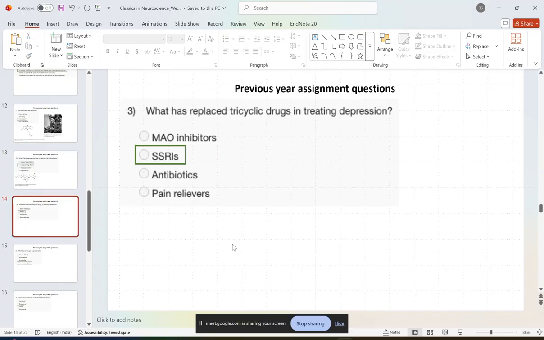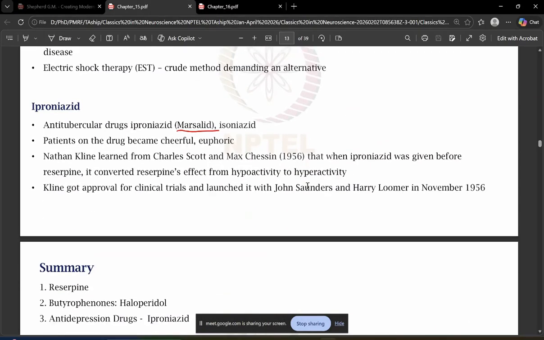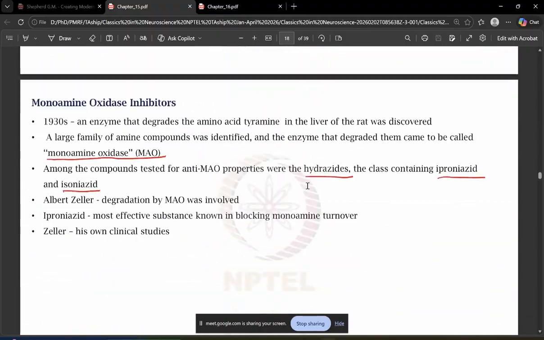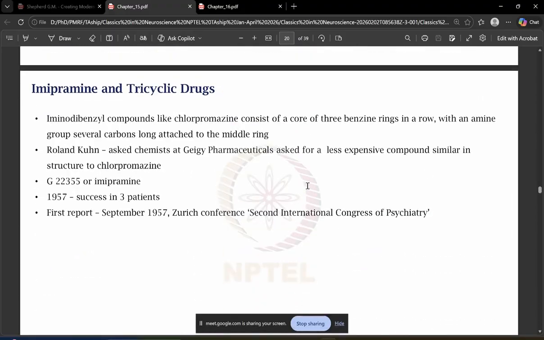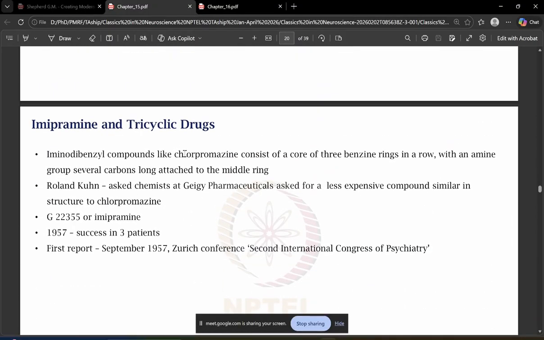Next question. What has replaced tricyclic drugs in treating depression? So first of all, what are tricyclic drugs and what has replaced them? So tricyclic drugs are basically those which consist of a core of three benzene rings in a row, along with an amine group which is several carbon atoms long attached to the middle ring.